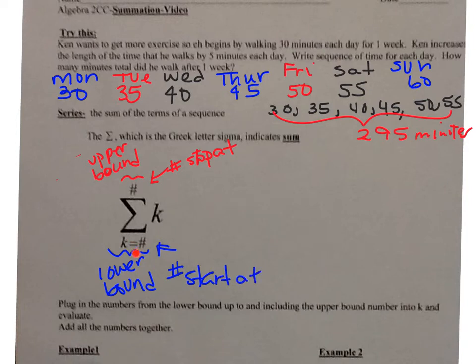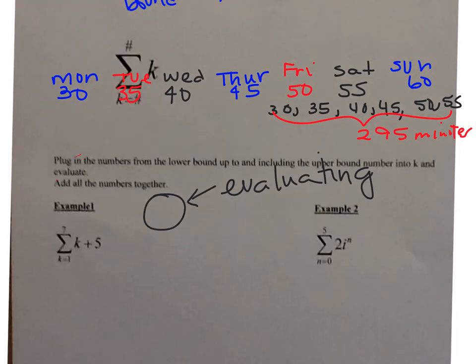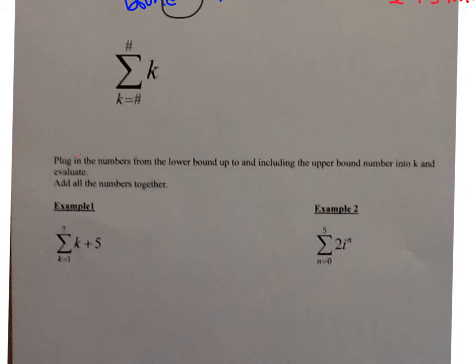So you're going to start with this number, you're going to go all the way up, and you're going to stop with that number. And whatever is here, whatever that is, K, it could be K plus 2, it could be 5K plus 11. That's what you're evaluating. Okay, so what you do is you plug in the numbers from the lower bound up to and including the upper bound number into K, and you evaluate. And then when you're done, you add them all up, because that's what that big E means. It means to add everything up. All right, so let's take a look at our first example.